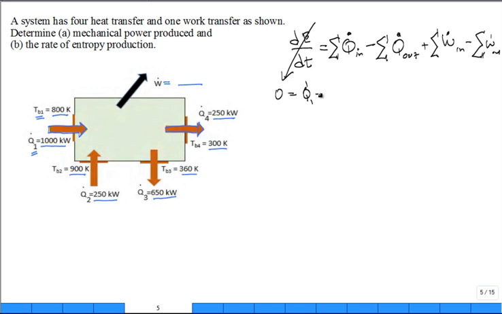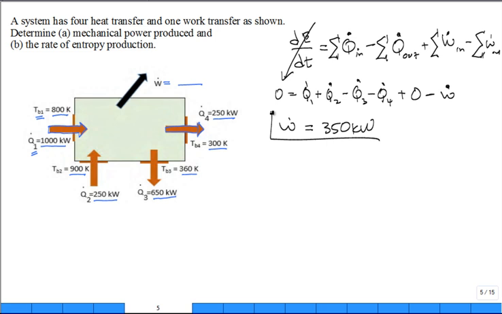plus Q dot 2 minus Q dot 3 minus Q dot 4 plus no work in, so we'll just put a 0 there, minus W dot. We're interested in solving for W dot. That's the only unknown in this problem. And we solve for it and calculate W dot. Wrong problem. Here, you calculate it. 350. Is it 350 kilowatts? How many people agree? Good.